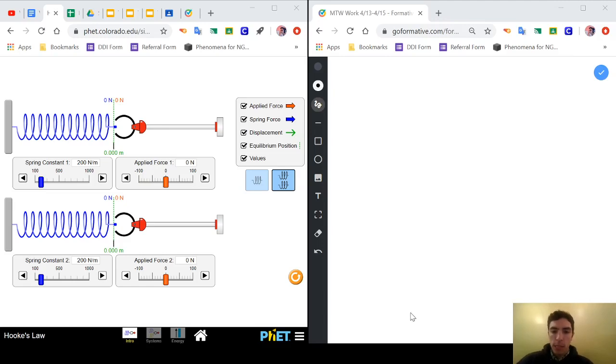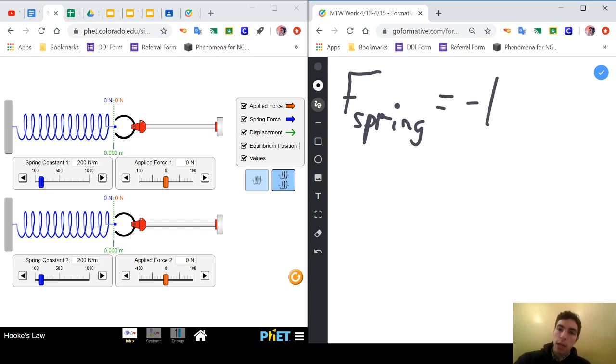Okay, so there are a few types of problems that you might need to solve for today's work. The first kind is basically just using Hooke's law. So using that F spring equal to negative kx. Again, remember that our k is the spring constant, x is the displacement.